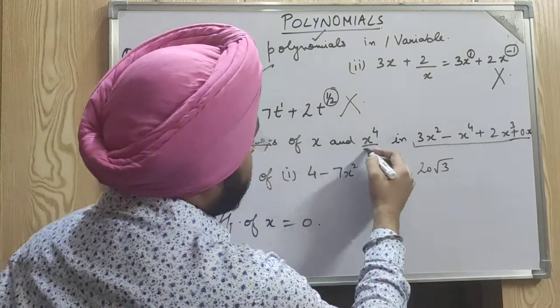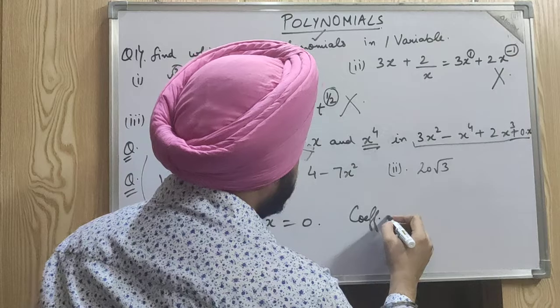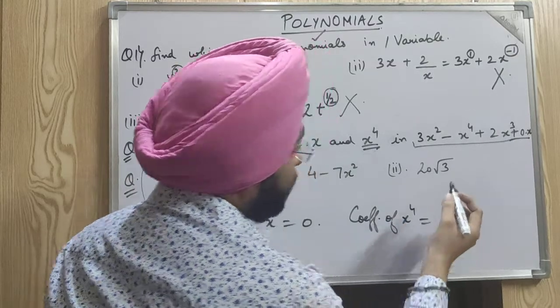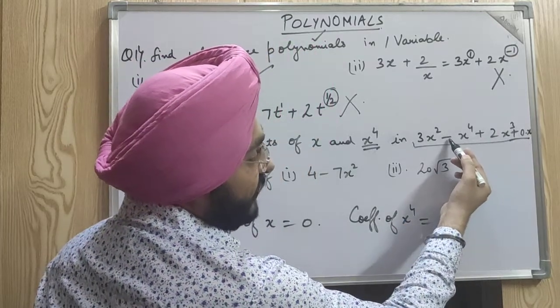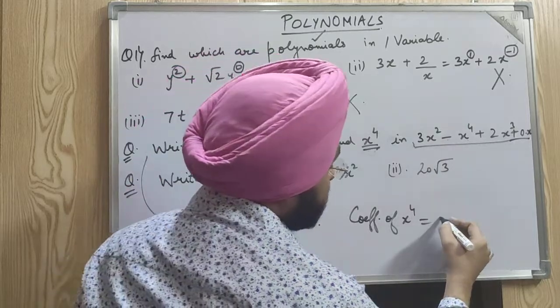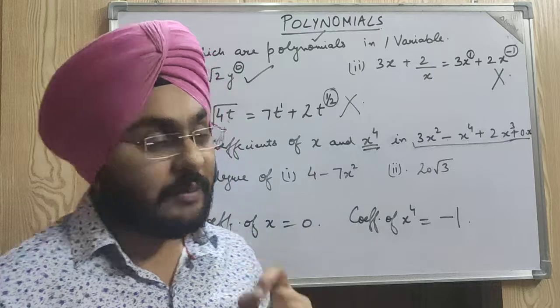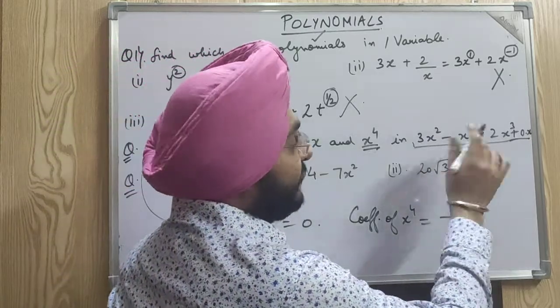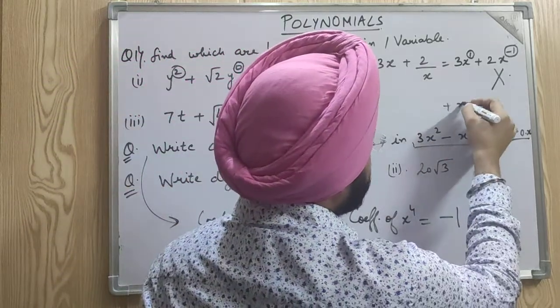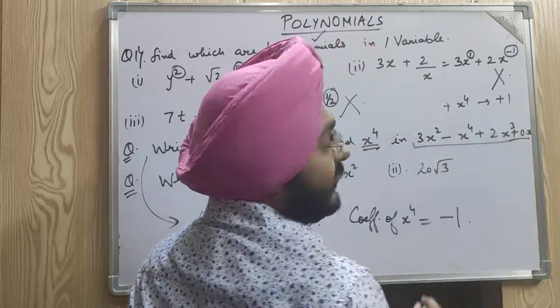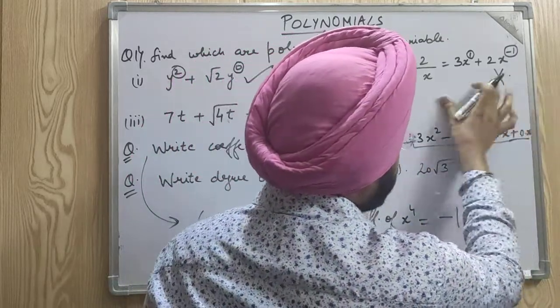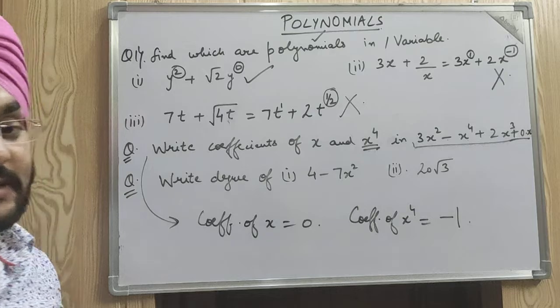Now coming to the coefficient of x raised to power 4. Now x raised to the power 4, you are seeing what? The negative sign only. This negative sign means minus 1. Keep in mind, if we have plus x raised to power 4, at that time it will be plus 1. If we have the negative, it means minus 1 here.